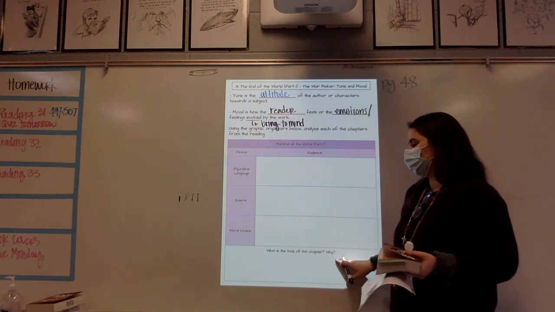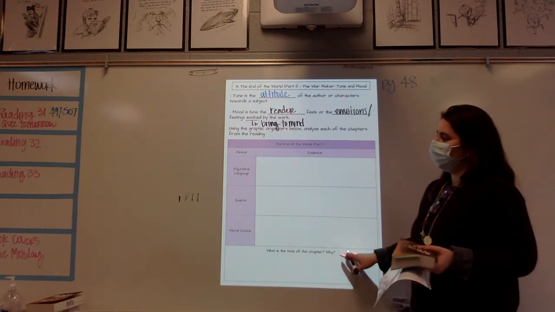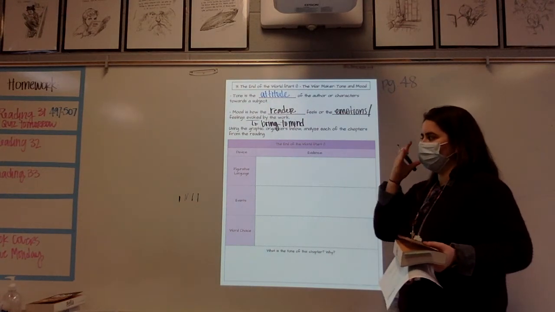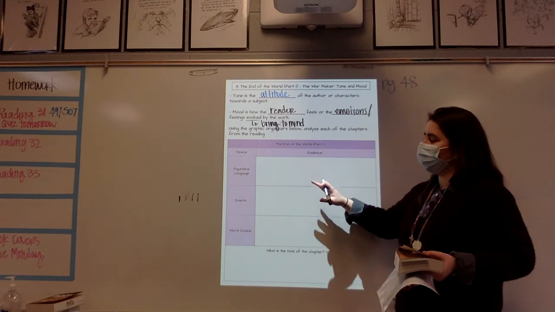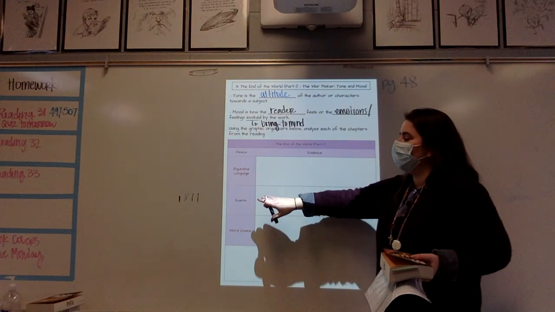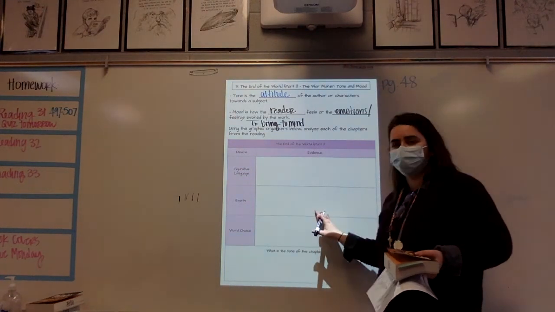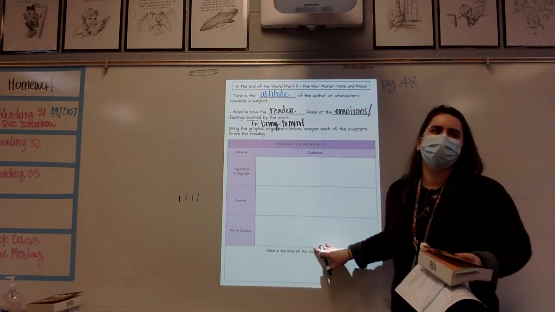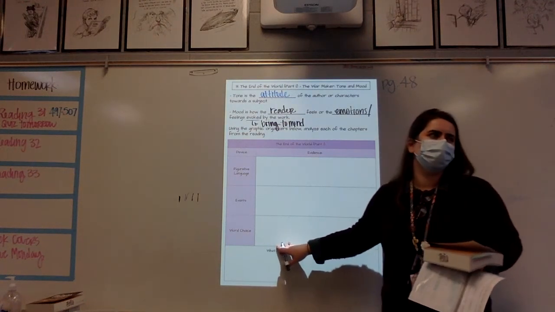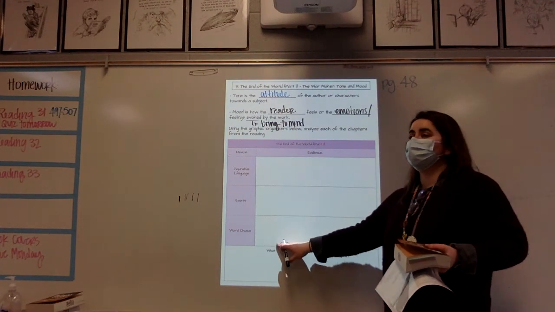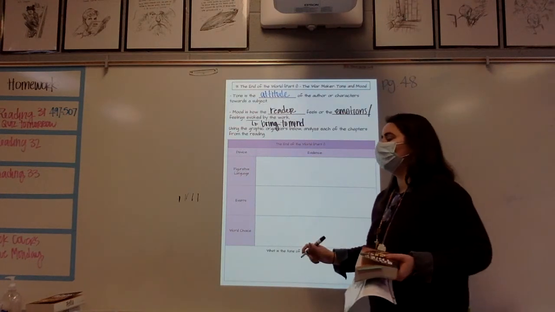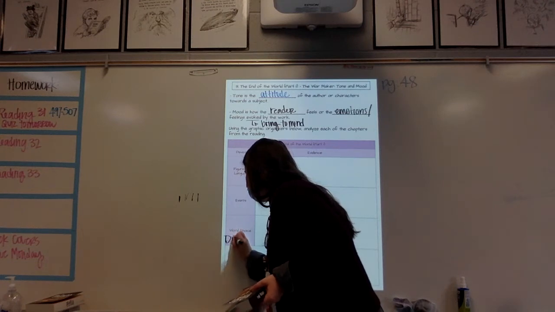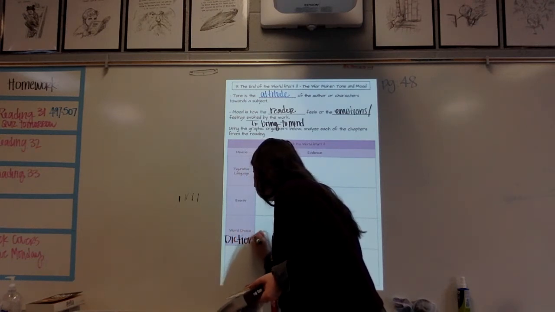So before we can answer this question, what is the tone of this chapter, we have to look at what the author does in that chapter. As we reread these few pages, we're going to be looking at figurative language, at the events, what happens in the chapter, and then at word choice. Does anybody remember what our fancy literary term is for word choice? Starts with a D. Diction. Write that down. Diction is an author's word choice.